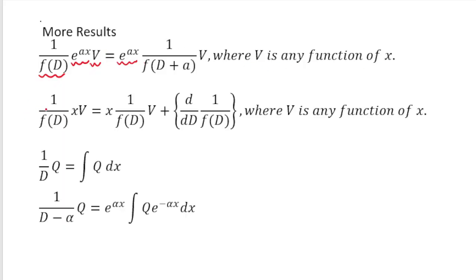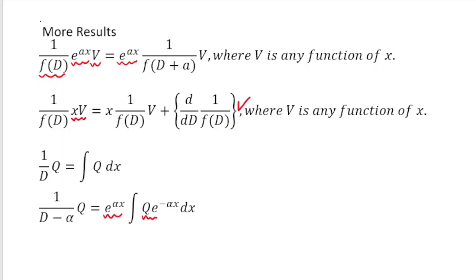Another interesting result is that if we have 1 by f(D) and we are operating it on x into v, then it is equal to x times 1 by f(D) of v, minus d by dD means we differentiate 1 by f(D) and then operate it on v. So this v is missing here, I am writing: d by dD of 1 by f(D) of v. 1 by D of Q I already explained is the integration of Q, and 1 by D minus alpha of Q is e to the power alpha x, times the integration of Q e to the power minus alpha x dx.